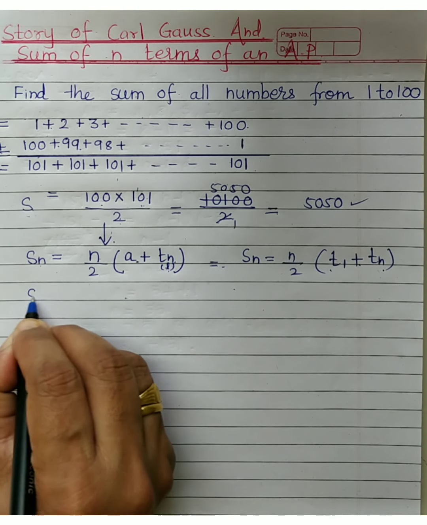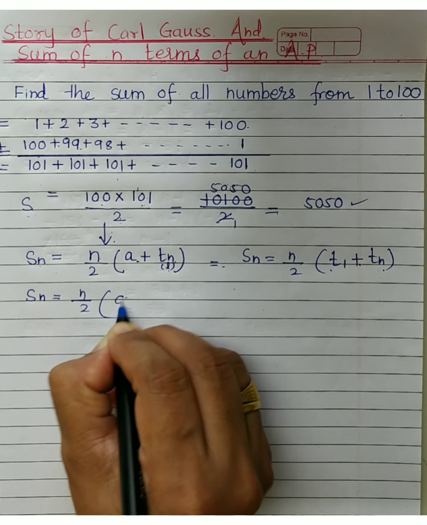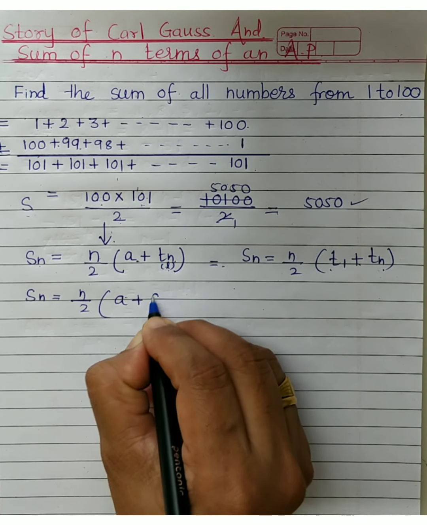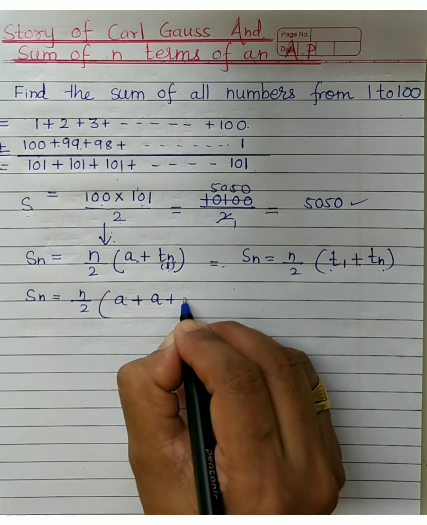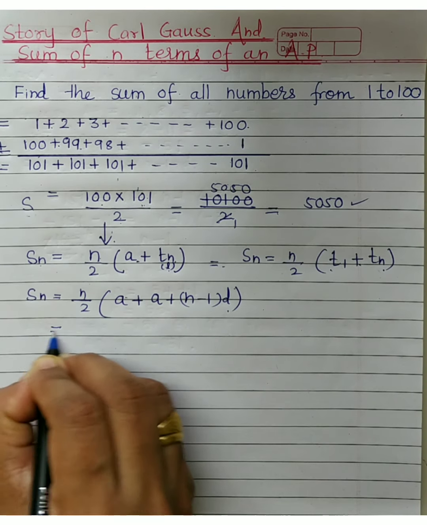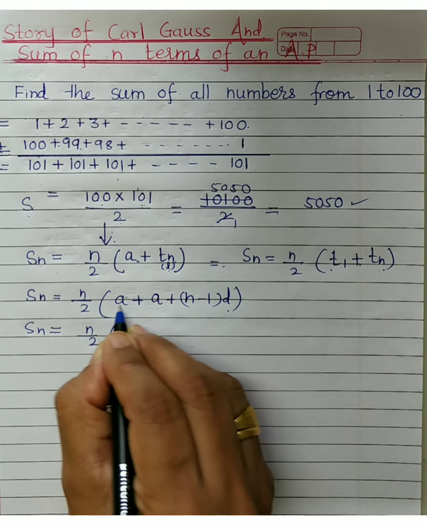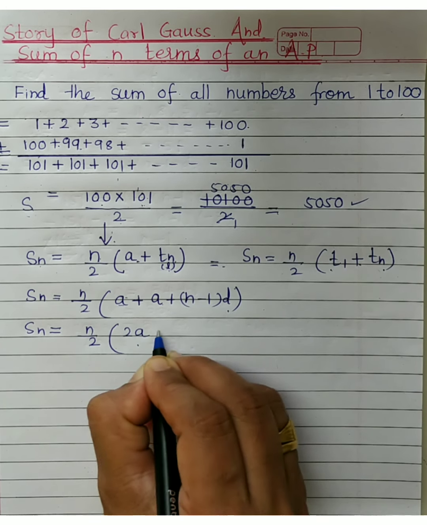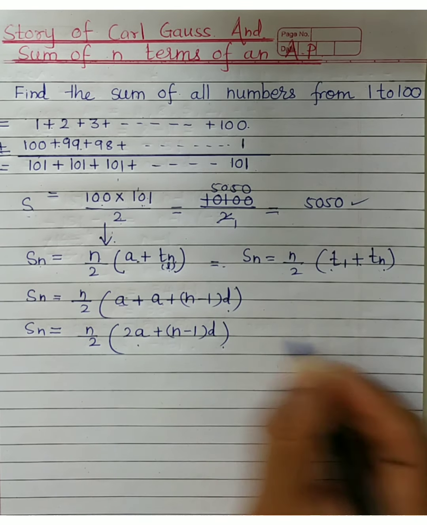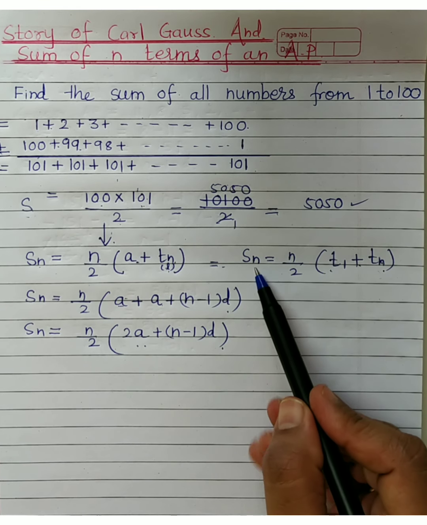So here I will give you the second formula. n upon 2 bracket, a, the first term as it is, and supposing we do not know the nth term, what will we be writing? Tn formula: a plus n minus 1 into d. So Sn is equal to what? n upon 2 bracket, a plus a, what will it be? 2a plus n minus 1 into d. So these are the two formulae. Using these, you can find the sum of n terms of any AP.